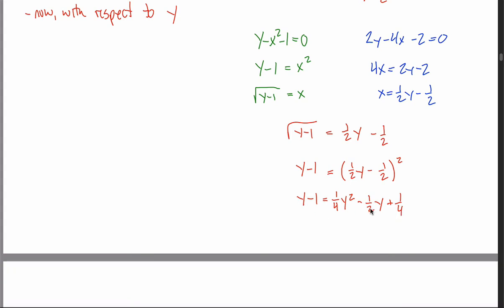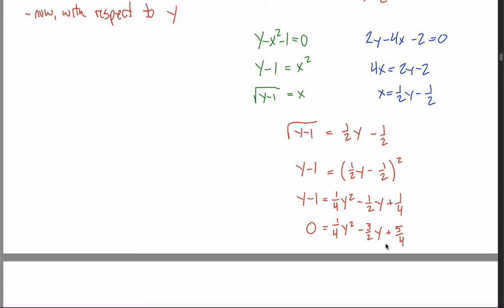And now to solve this equation, it looks like I have a quadratic trinomial. So maybe I could set it equal to 0 and factor. I could subtract y from both sides and add 1 to both sides. If I subtract y from both sides, instead of having -1/2 y over here, I have -3/2 y over here. And if I add 1 to both sides, instead of having 1/4 as my constant, I have 5/4 as my constant. And you're like, I don't want to factor that.